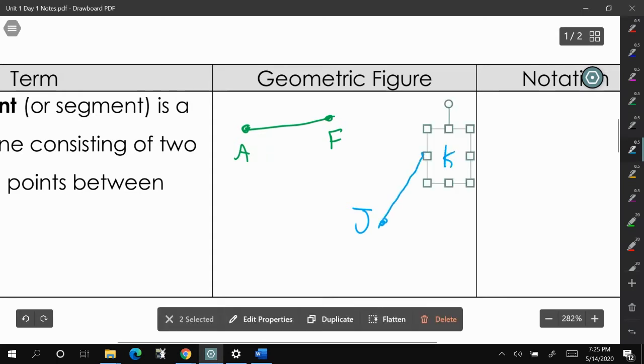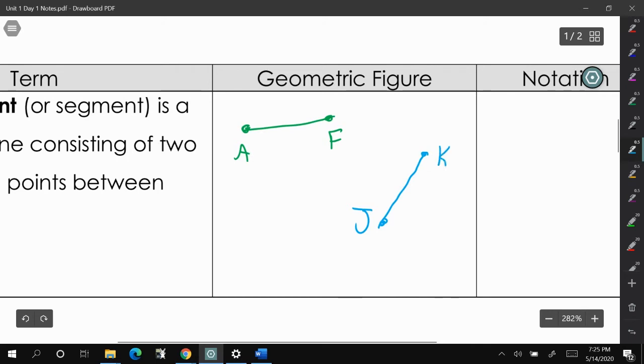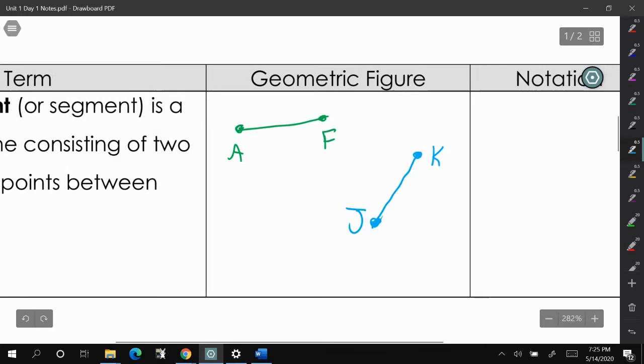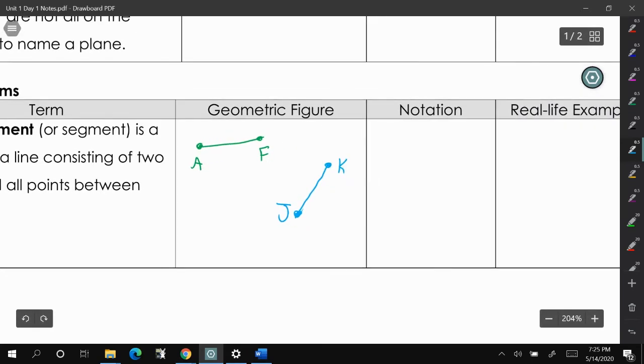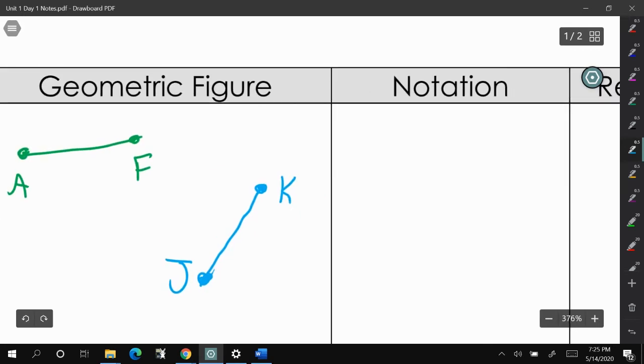There is no second type of naming; you can't use a cursive letter at the end like we did for lines. So when we write this in notation, we have JK, and on top we just draw a bar to note that it's a line segment. Notice there are no arrows at the end, it's just a bar for the line segment. So that is how you would notate this.